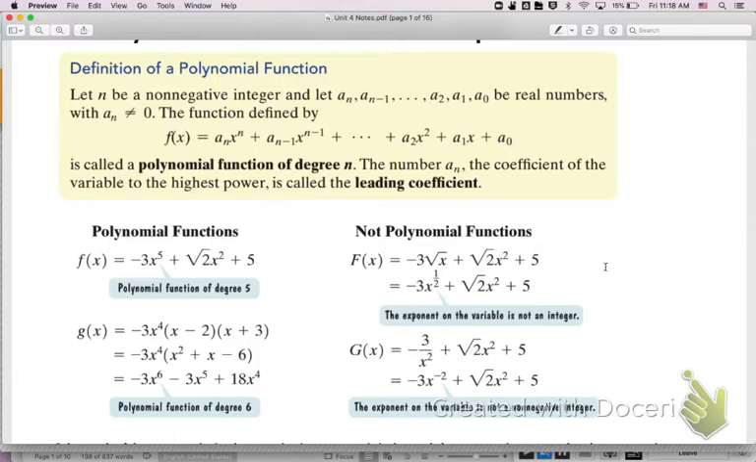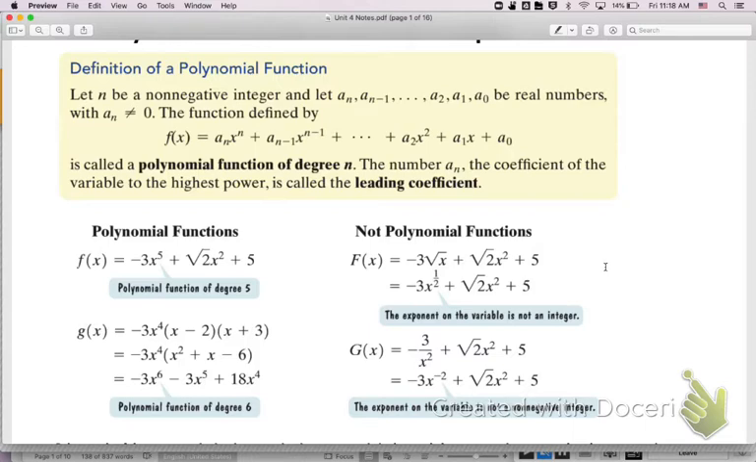A 1/4 power makes it not a polynomial. A -2 power makes it not a polynomial, okay? And we've already talked a little bit about how the degree is going to be the highest power, and the coefficient of the variable with the highest power is the leading coefficient.